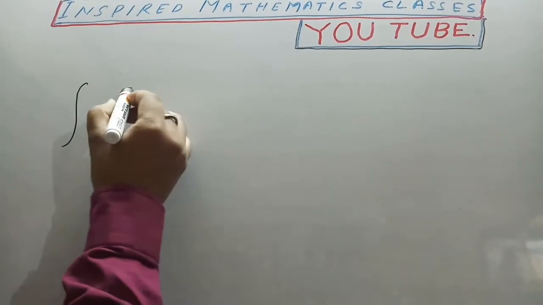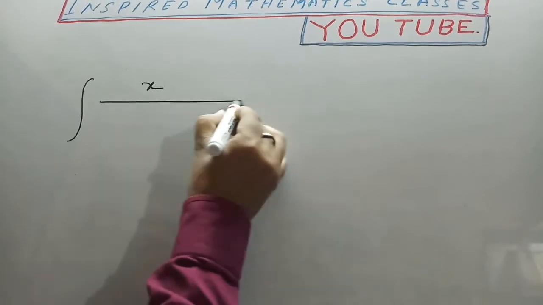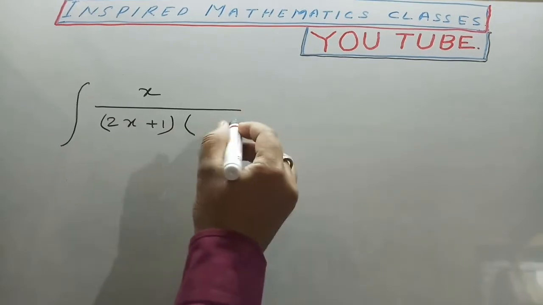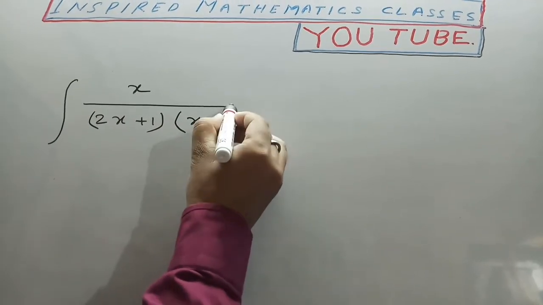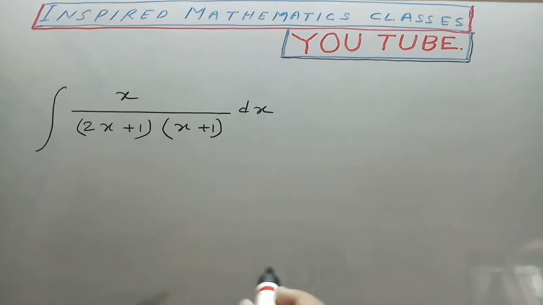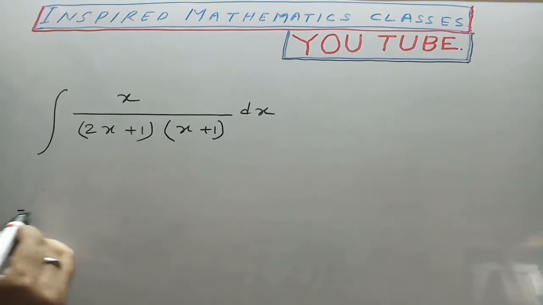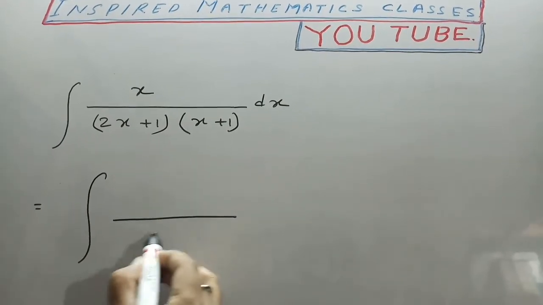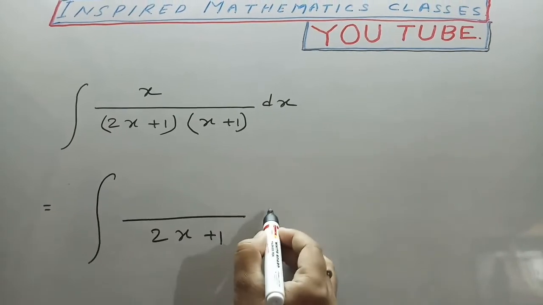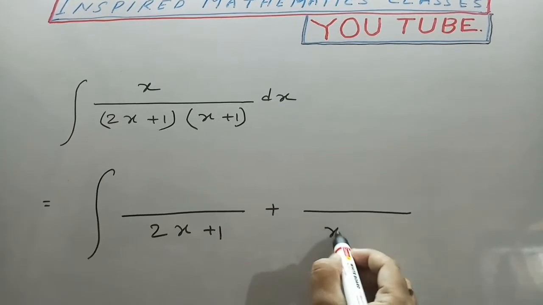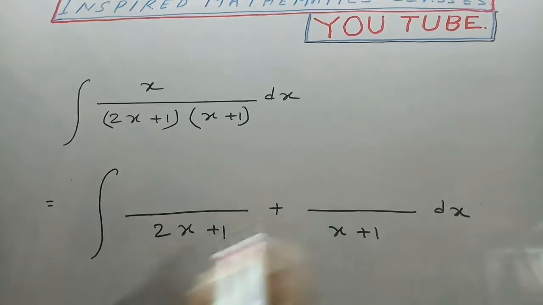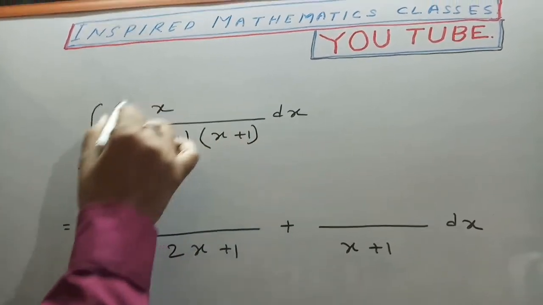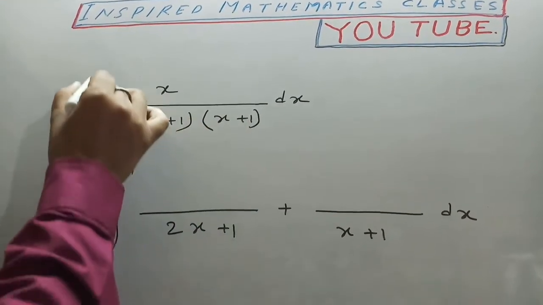Integral x upon (2x plus 1)(x plus 1) dx, and this integration gives fraction number 1 plus fraction number 2, because in the denominator of the given function we are going to find the integration.